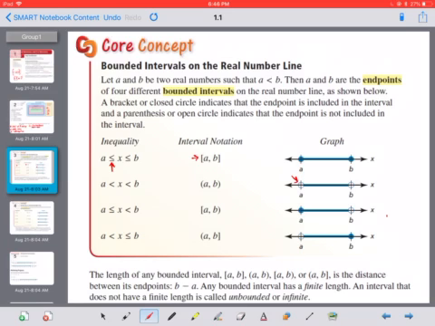The length of any bounded interval is the distance between its points. Okay, a distance between its endpoints. So you're going to subtract those, take the end, subtract the beginning. That is its length. Any bounded interval has a finite length. It has a stopping point. Any interval that doesn't have a finite length, anything that goes on forever, is known as an unbounded or an infinite interval.